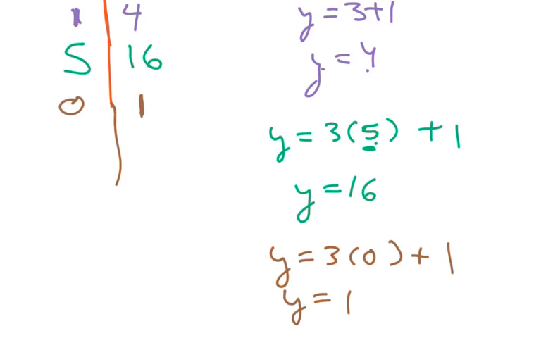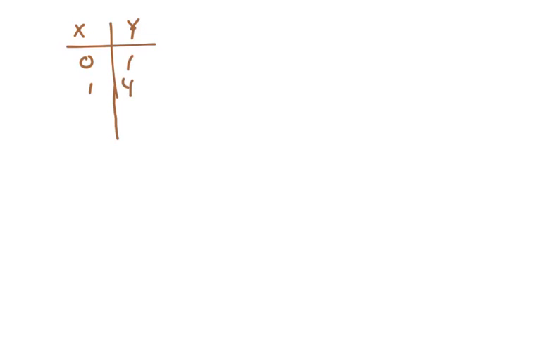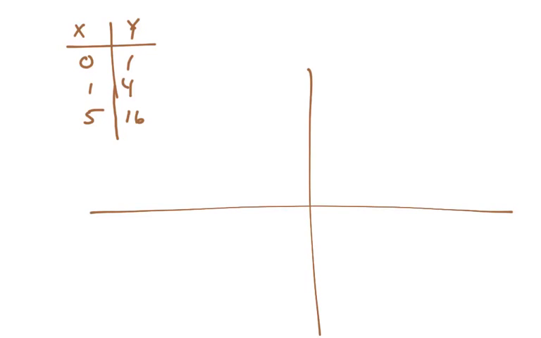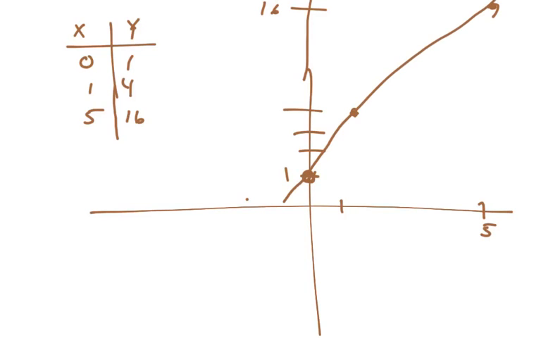Let's see if I can remember. So if I have (0, 1), I can't remember, (1, 4), (5, 16). I can go here and I can say, okay, (0, 1) is here. (1, 4) is here. Let's say this is 5 and all the way up here is 16, right? It's somewhere over here. Well, with these points, I can draw a graph.